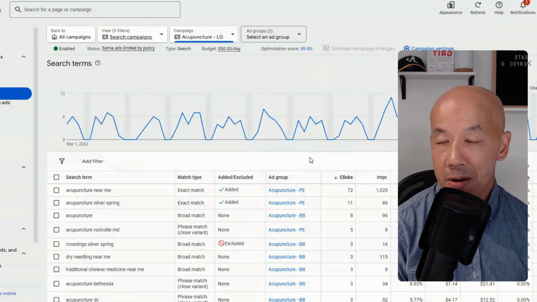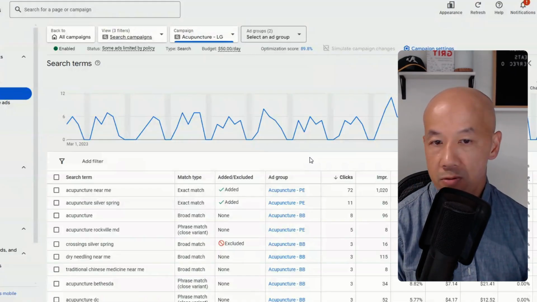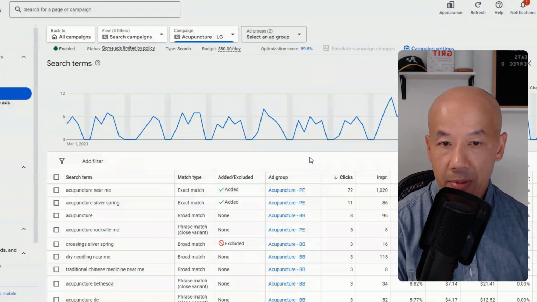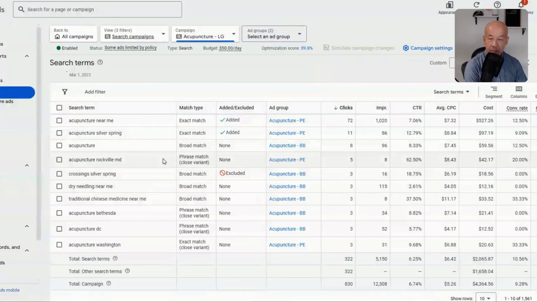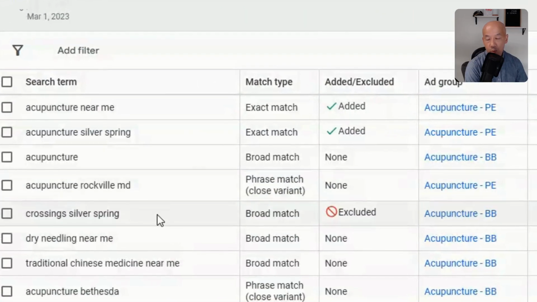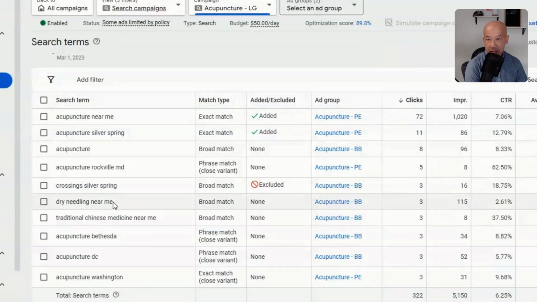Now, I don't know about you, but most business owners I know would rather be running their business than trying to run and manage negative keywords for their Google Ads campaign. And so, what you see here during this 90-day rolling period for my campaign, we don't really run into a lot of bad keywords. Crossing Silver Spring is probably the worst case scenario for us, where it's just a local competitor that we can easily block out.